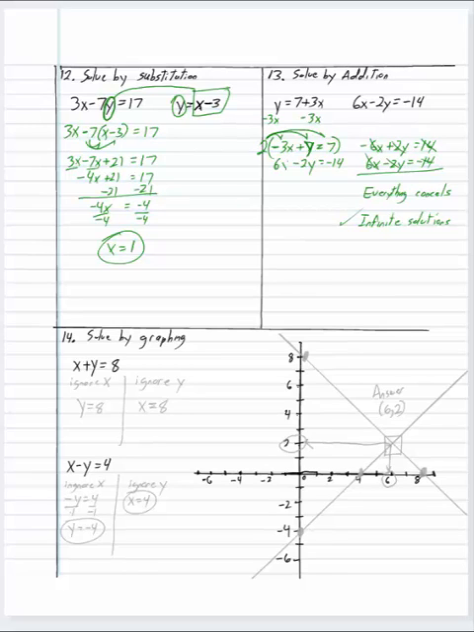Number 14 would like us to solve by graphing. Let's graph x plus y equals 8 first. So if I ignore x, I would have y equals 8. And if I ignore y, I get x equals 8. Let's plot those points. Y equals 8 is way up here. And x equals 8 is over here. And I will connect the dots.